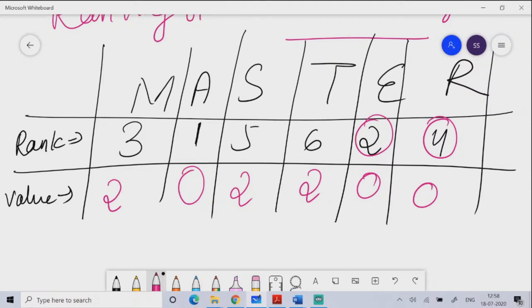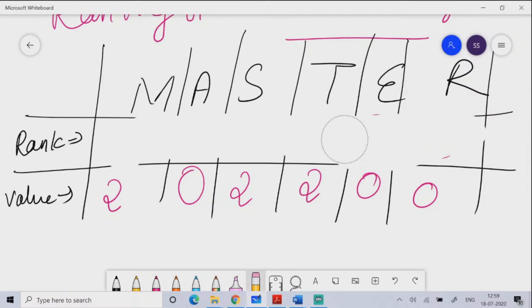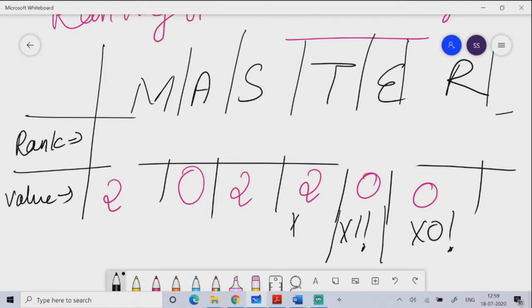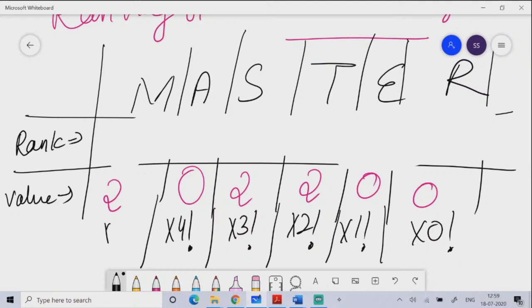So assign a value to each letter depending upon how many numbers are less than that number on the basis of their position in the alphabet. Clear everyone? Now once you're done with this, erase the ranks, no need to see that. Now multiply these values with 0 factorial, 1 factorial, 2 factorial, 3 factorial, 4 factorial, and 5 factorial respectively.